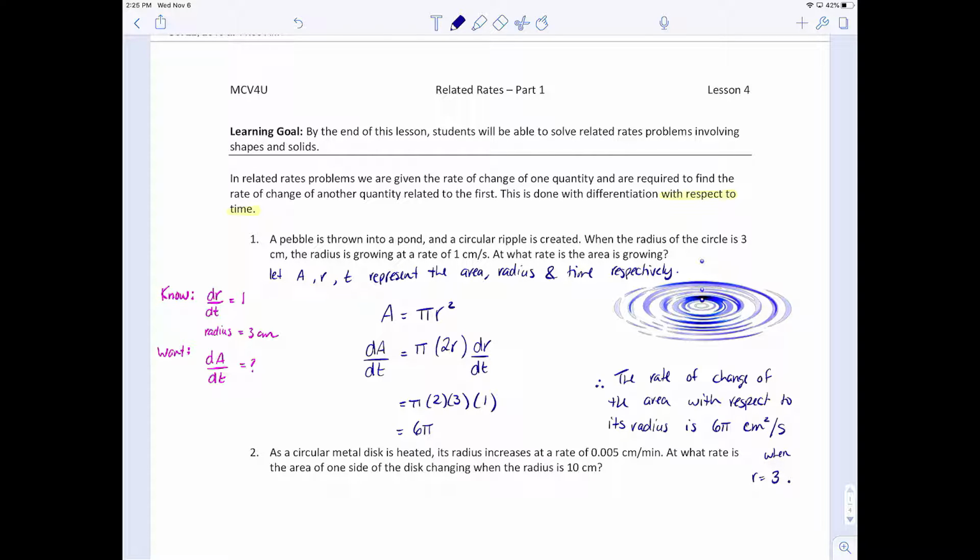Yes, Anthony? Why do we define the derivative? Because that's technically what this means, right? This question here, when it says rate at which the area is growing, it's another way of saying find the rate of change. Rate of change is a derivative. Okay?